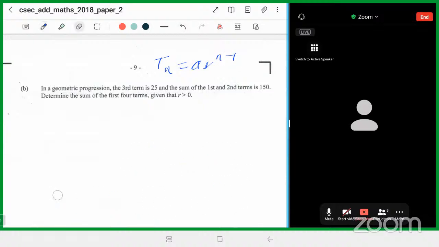And they're giving you some terms. I just equate the expression for the term to the value. That's all they have to do. So the third term is 25.